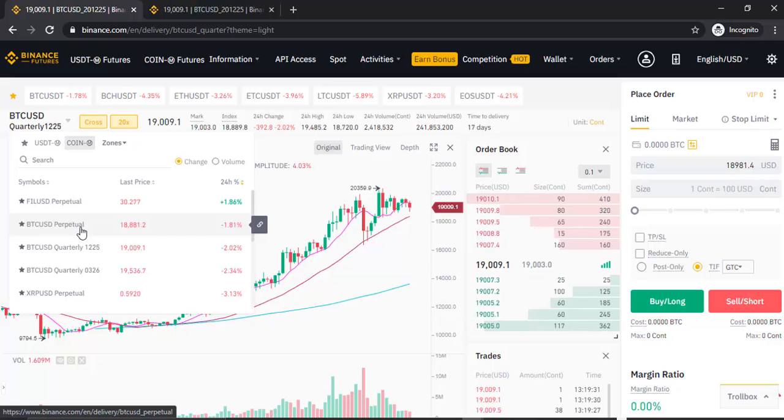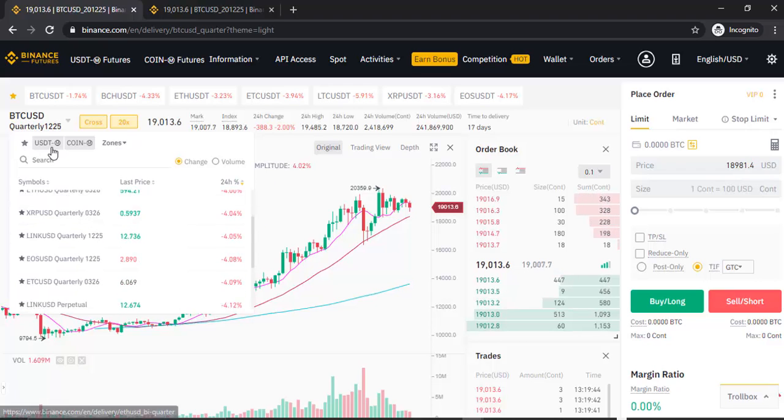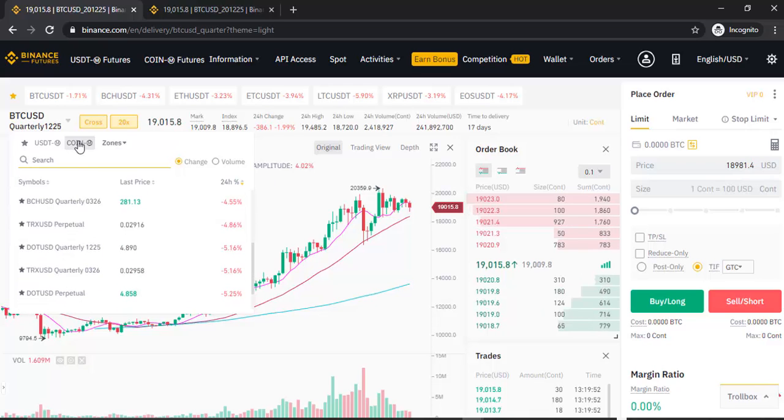Now, using BTC and USD as an example, you can also choose any other pair you want to trade from here. As you can see, this is ETH USD, this is BNB USD. So whichever one you want to trade, this is where you select the pair. Okay, and remember, this is coin margin futures.